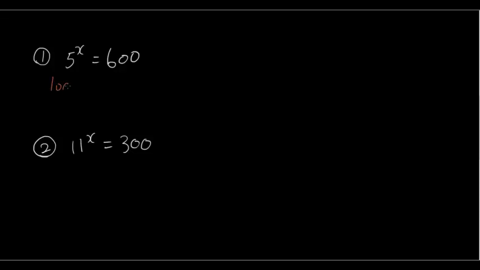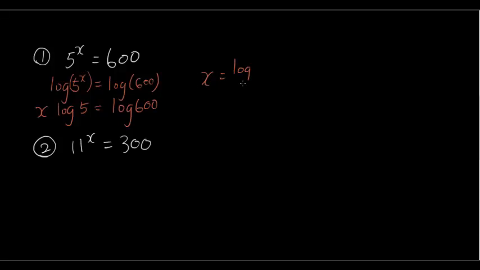So log, you don't even have to write base 10, right? Because if you just write log, it is assumed that you're talking about base 10. So log 5 to the power of x is log 600. So moving x to the front, x log 5 equals log 600. So x equals log 600 over log 5.